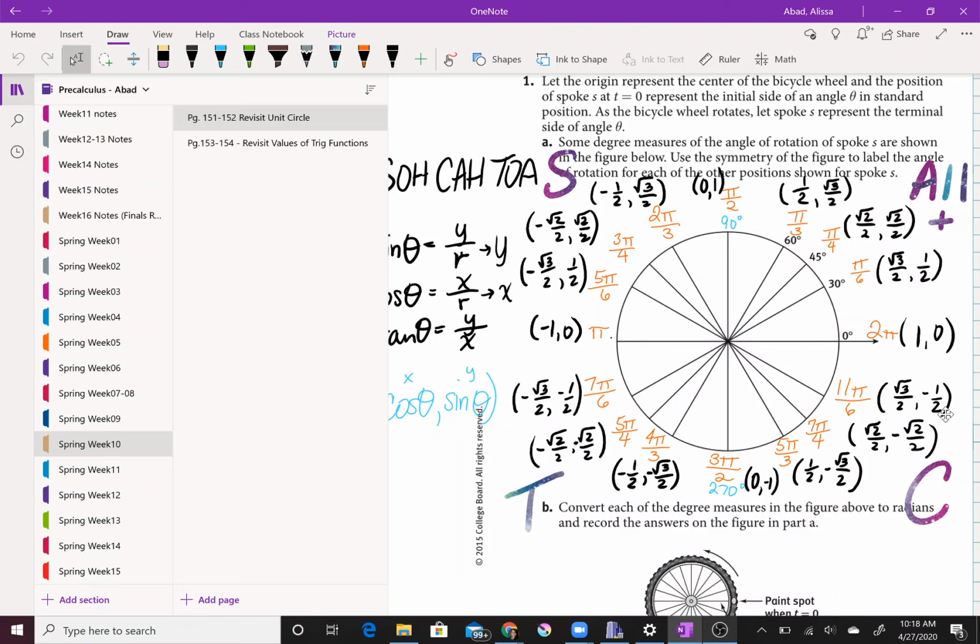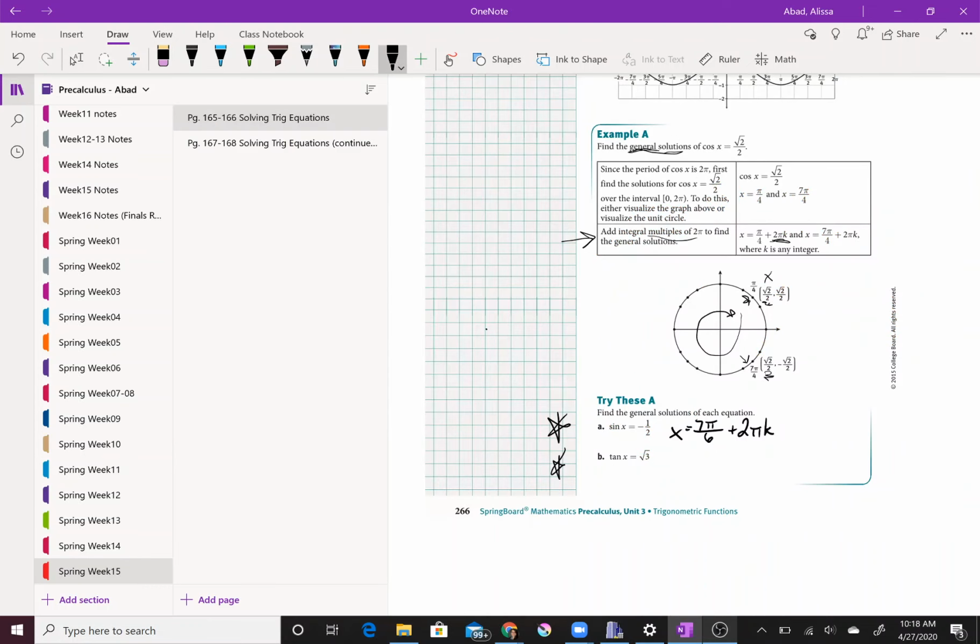Another one where sine has a y coordinate of negative 1/2 is at 7 pi over 6. So you would write out 7 pi over 6 plus 2 pi k. So I'll write that down: x equals 7 pi over 6 plus 2 pi k, and then x equals 11 pi over 6 plus 2 pi k.